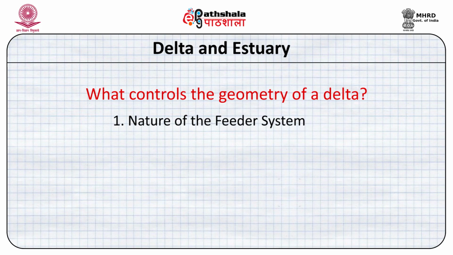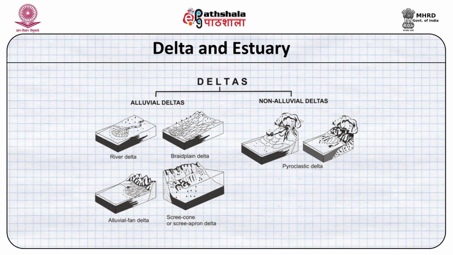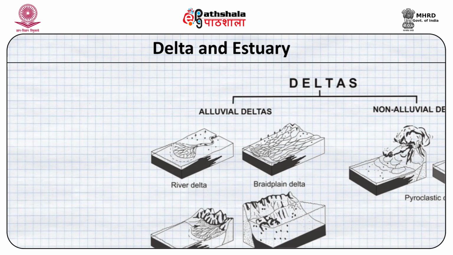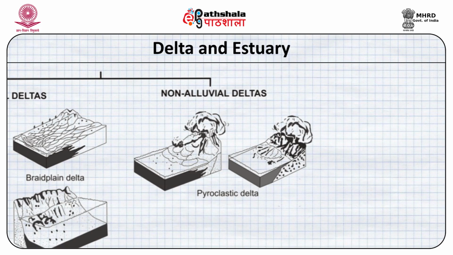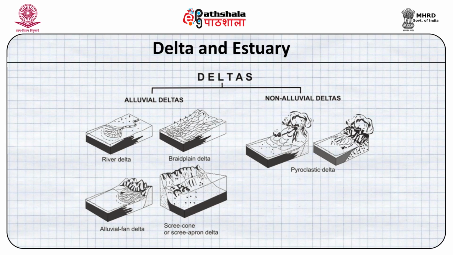First, coming to the nature of the feeder system. What are the different kinds of feeder system that can feed a delta? I can have a normal fluvial system, a braid plain system, an alluvial fan, or it can be a pyroclastic flow. All these different kinds of systems create the supply of sediment into the open ocean or a standing body of water, and that gives different kinds of feeder system for the delta.